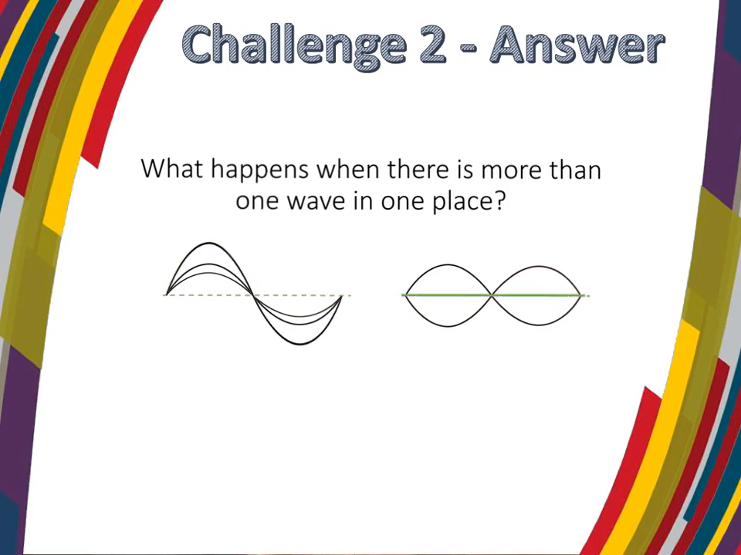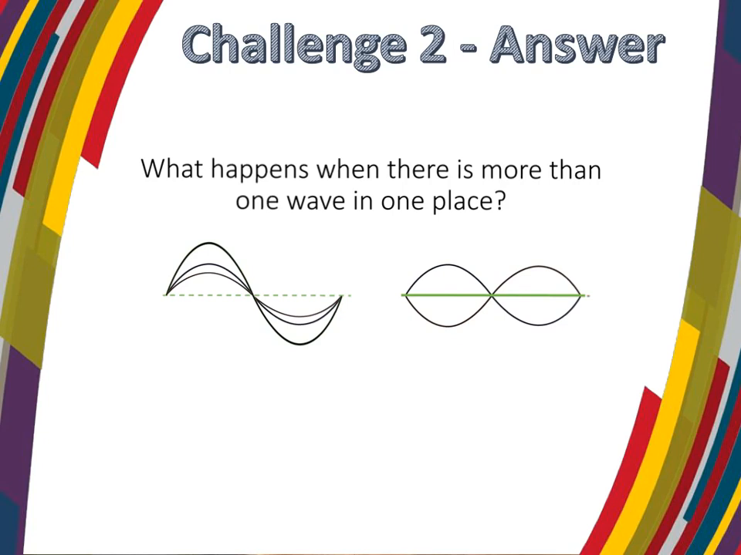On the left-hand side, you can see that the two waves that are there have added together to make a bigger wave. We call that constructive interference. On the right-hand side, you can see that the two waves, one is positive whenever the other is negative, so they cancel out and we get no wave.